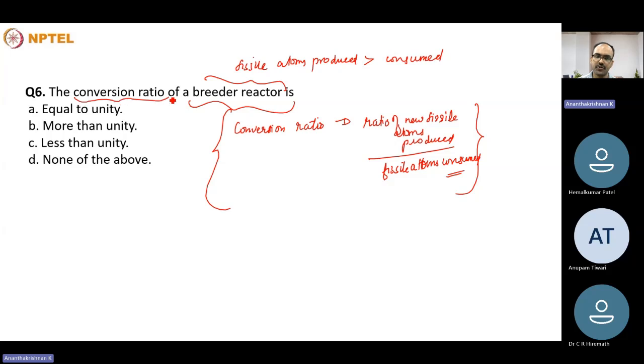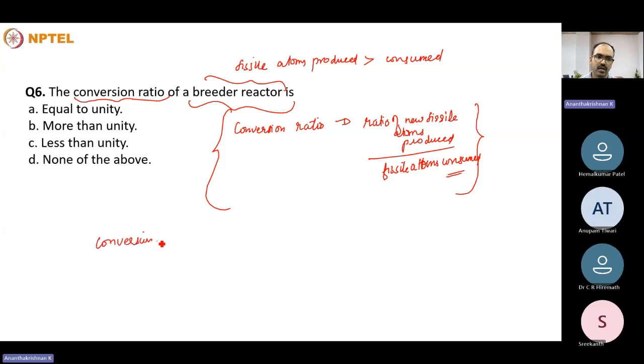So the conversion ratio when used for a breeder reactor will be greater than 1. The conversion ratio in the case of a breeder reactor is called the breeding ratio. So the answer is correct. It's greater than 1, more than unity.